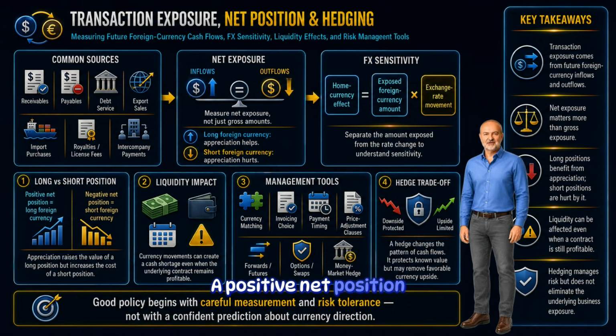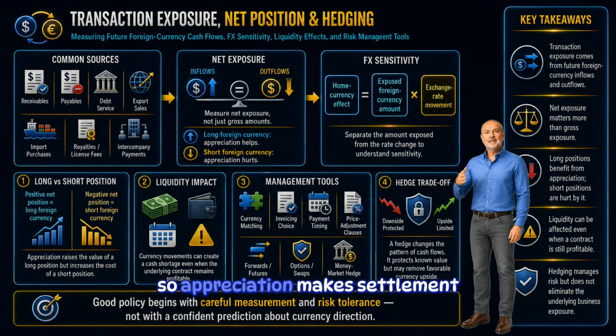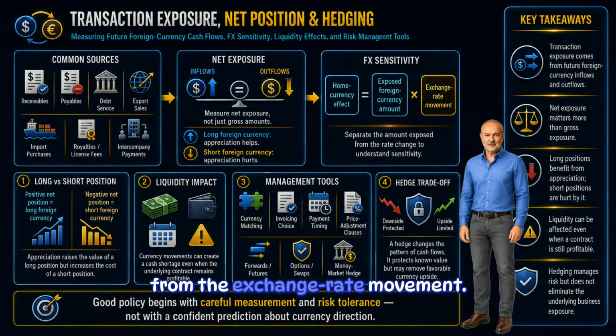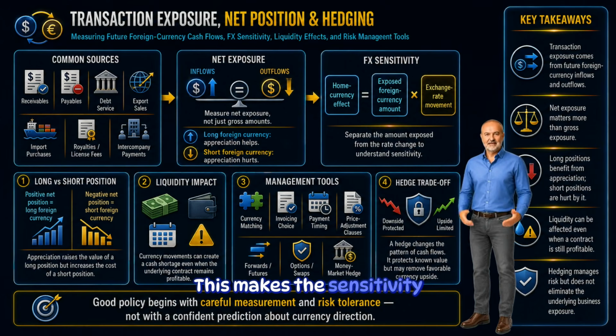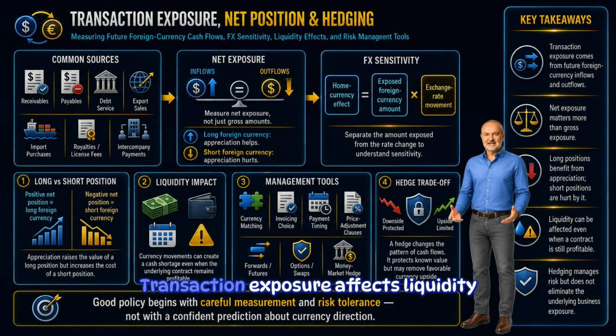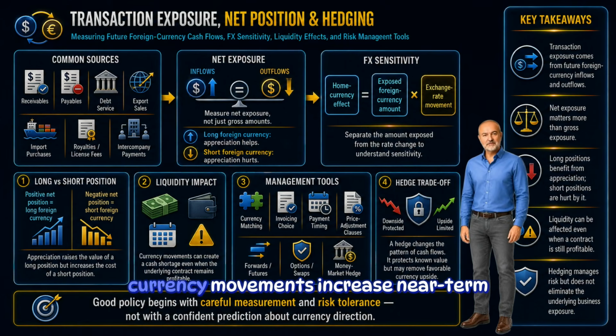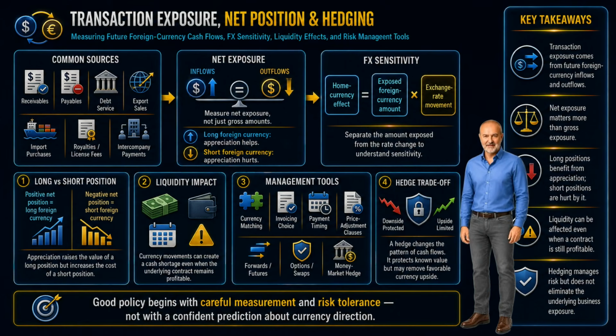A positive net position means the firm is long the foreign currency, so appreciation increases its home currency value. A negative position means the firm is short, so appreciation makes settlement more expensive. The expression shown in the background separates the amount of currency exposed from the exchange rate movement. This makes the sensitivity easier to understand. Transaction exposure affects liquidity as well as value. A contract may remain profitable, yet still create a cash shortage if currency movements increase near-term payments.